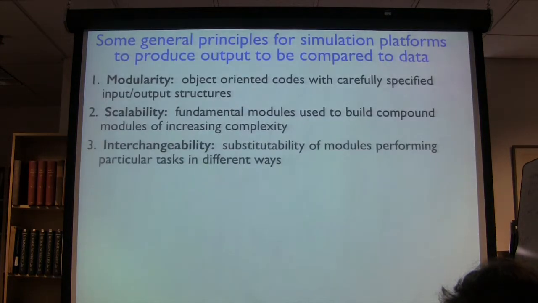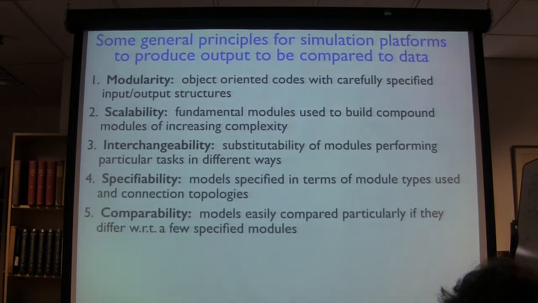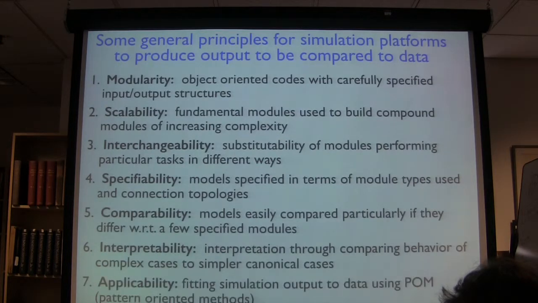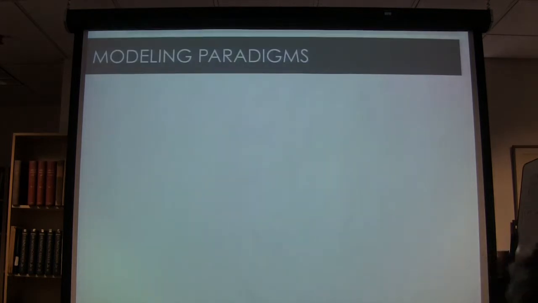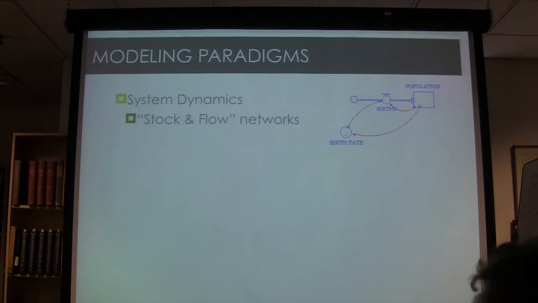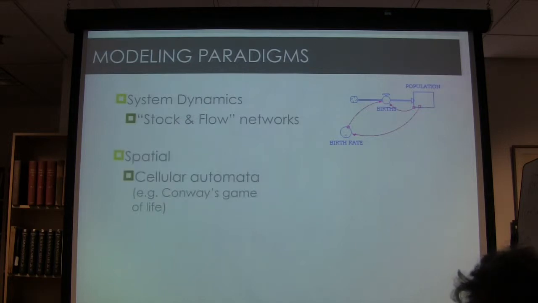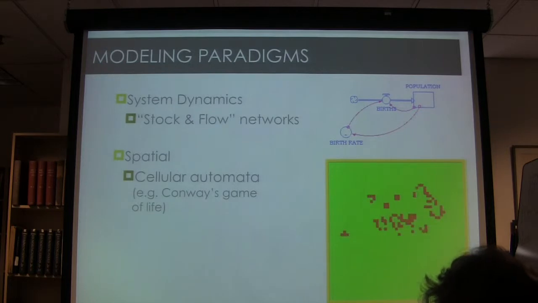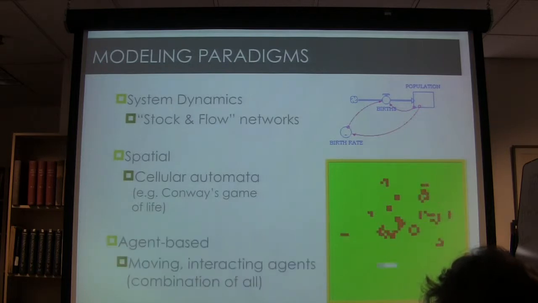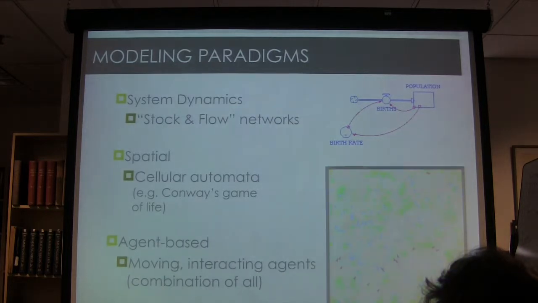So there are some general principles that relate to modularity, scalability, interchangeability, specifiability, comparability, interpretability, and applicability. Sorry for that, but I want to get to the more interesting things. NOVA has to do two things. It has to incorporate the system dynamics or stock-flow paradigm, as well as the spatial cellular automata paradigm, of which the Game of Life is one example. But instead of just changing the colors of cells, you can actually move agents over landscapes, as in this wolf-sheep vegetation toy.